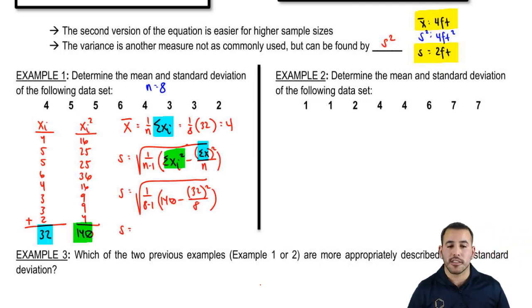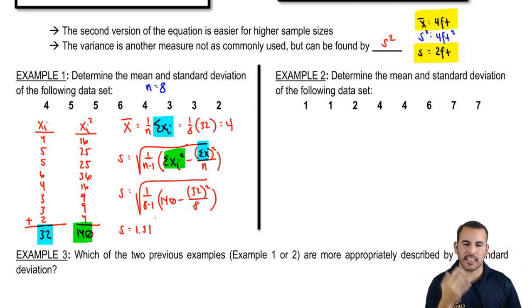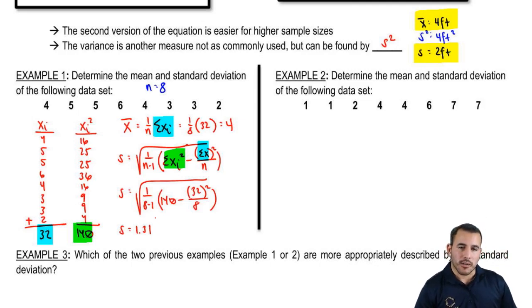And I'm rounding to two decimal places, just because I feel like it. It doesn't really matter as long as you have around the correct estimation. I like to just do 2 decimal places as my convention. So let's go ahead and move on to example 2.